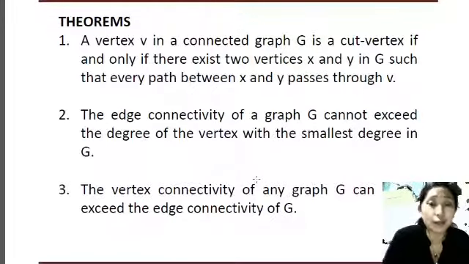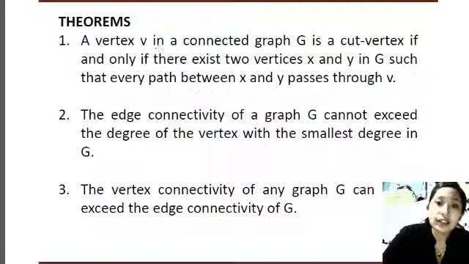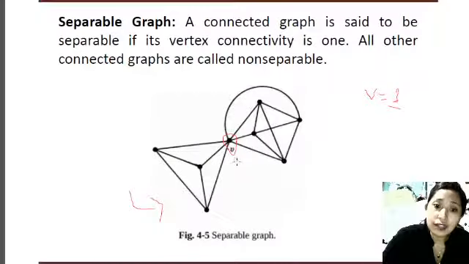There are some properties related to separable graphs. A vertex V in a connected graph G will be called a cut vertex if there exist at least two other vertices x and y such that vertex V is present in every path between x and y. For example, here vertex V is a cut vertex because this vertex V is present in every path between, let us say, these two vertices, this is x and this is y.